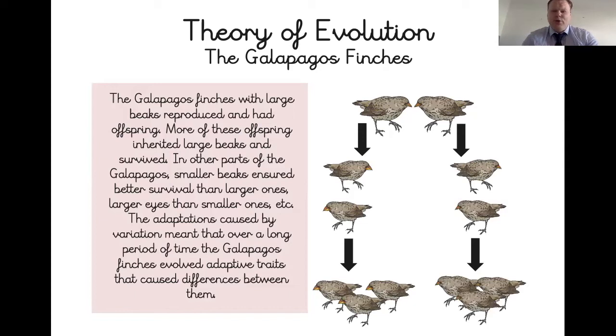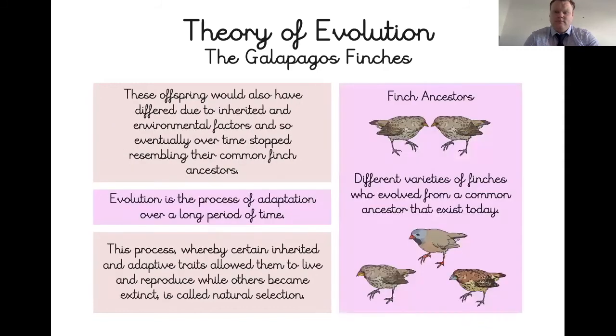This diagram shows how we can start off with two parent birds, or any creature, for example, and look how many are reproduced as a result. And these offspring would also have differed due to inherited and environmental factors. And so eventually, over time, stop resembling their common finch ancestors. So over time, these changes caused them to look different from their ancestors.